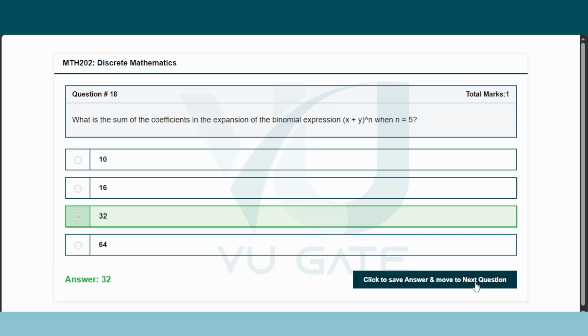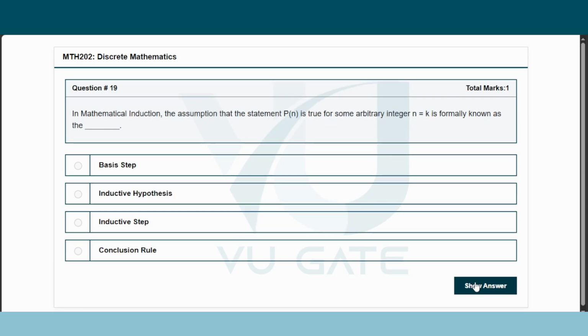Question number 19. In mathematical induction, the assumption that the statement P(n) is true for some arbitrary integer n equals k is formally known as the blank. The correct answer is inductive hypothesis.